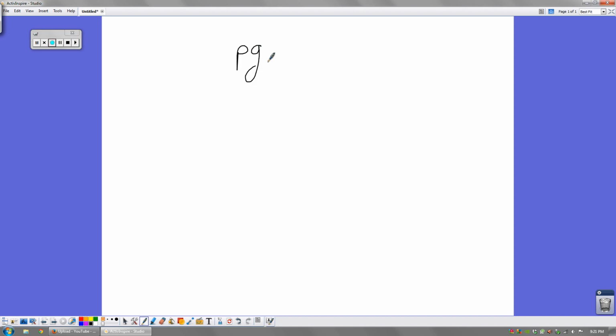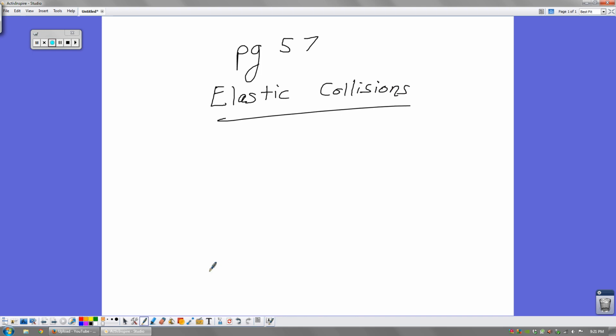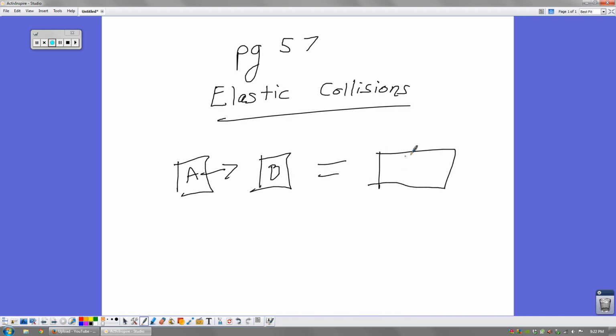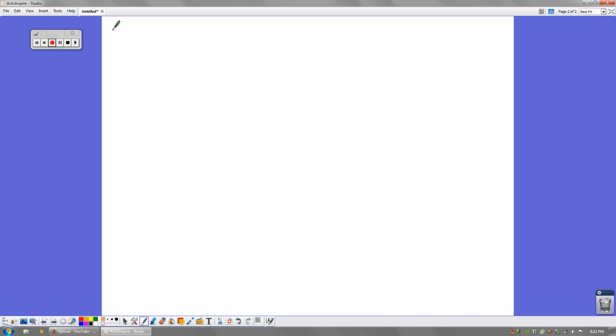Today we are on page 57 of your interactive notebook. Please title these notes Elastic Collisions. Now, you guys just finished taking your test on inelastic collisions, which were all about when you had two things come together to become one thing and move off together. Elastic collisions are a slightly different thing. So let's go ahead and get started with a definition.